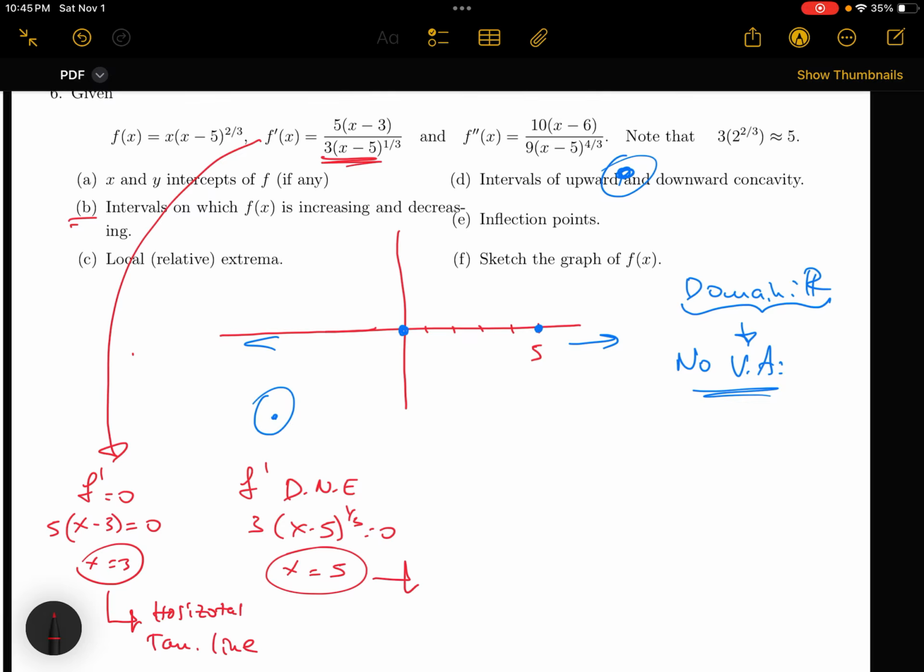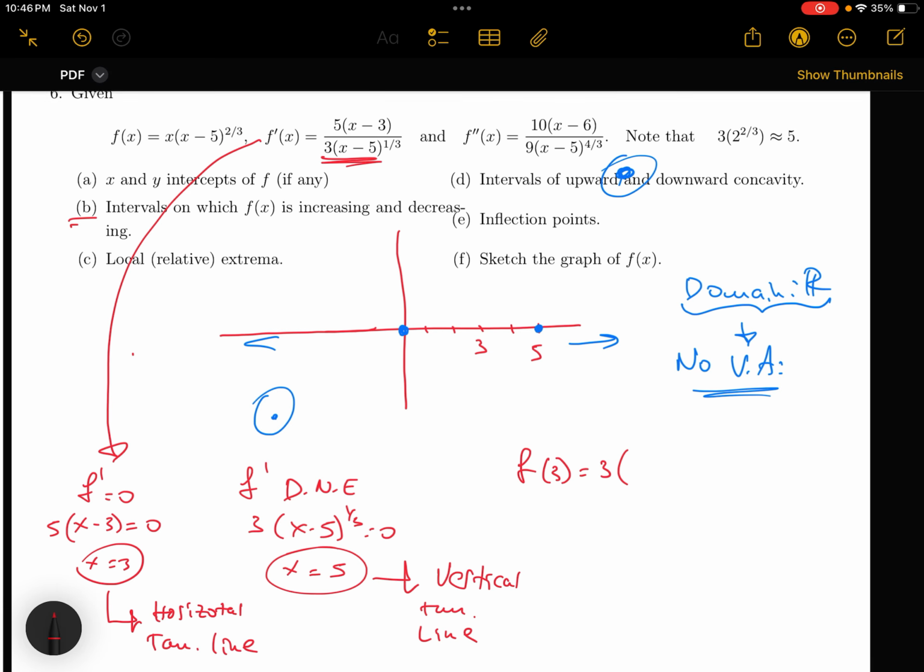If the first derivative does not exist, it means that we have a vertical tangent line. So x is equal to 3. When x is equal to 3, I have a horizontal tangent line. Let's plot the point where we're going to have a horizontal tangent line.